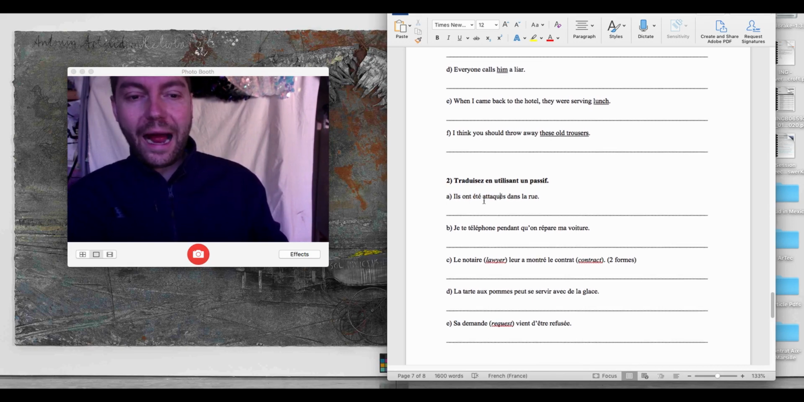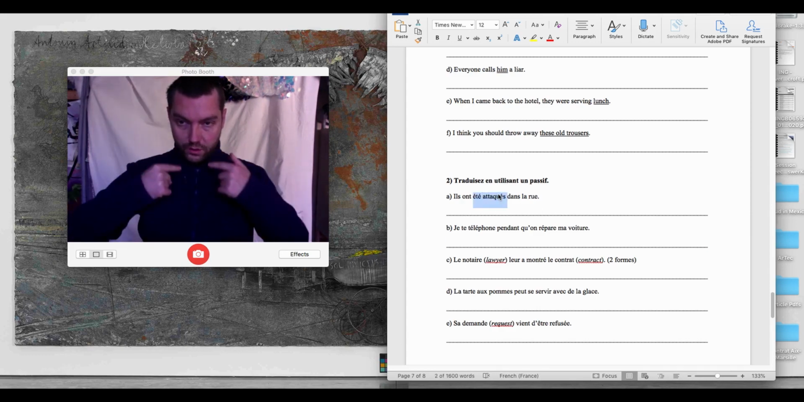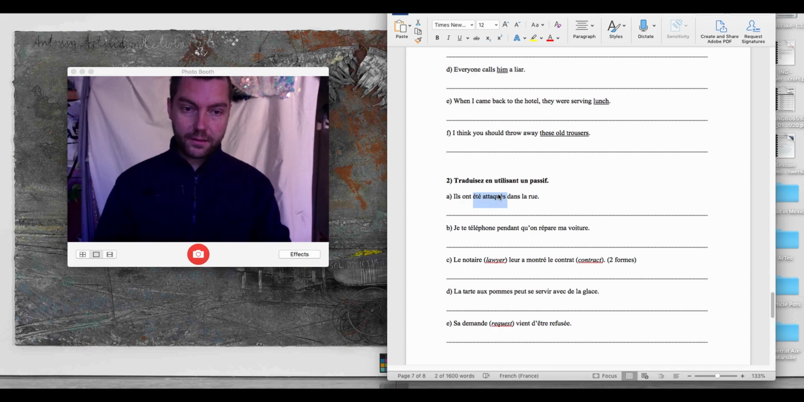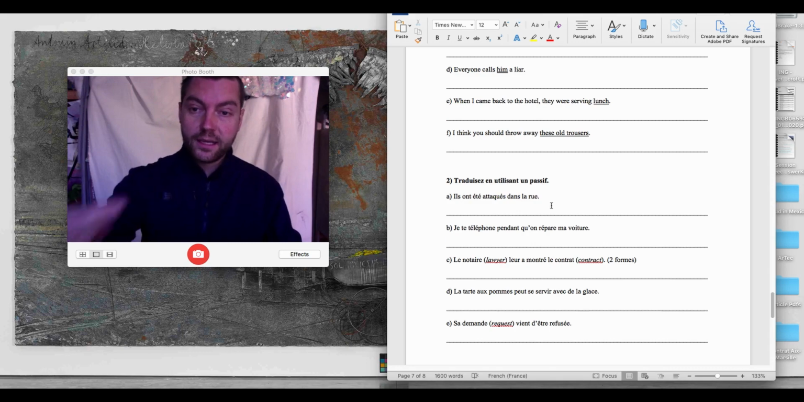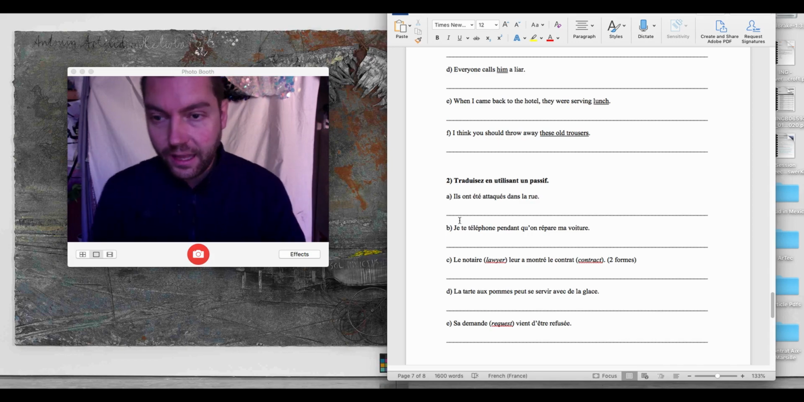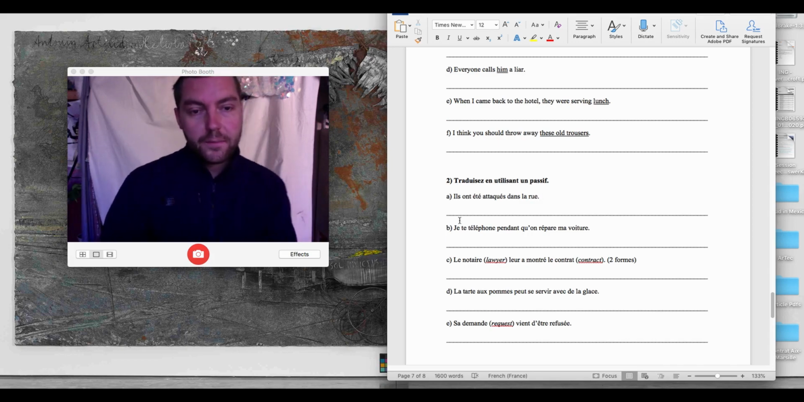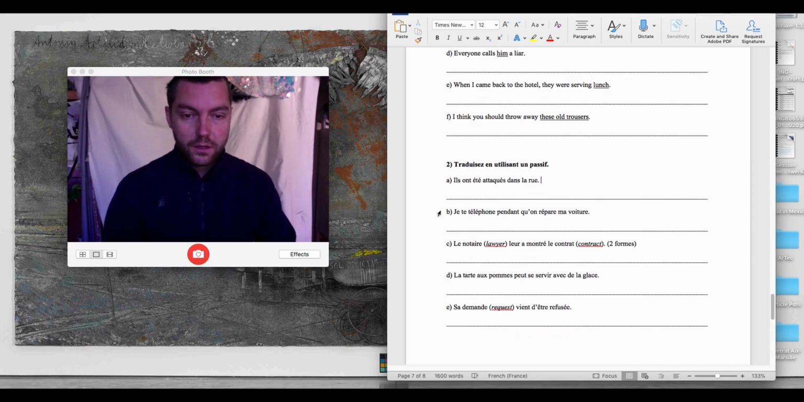Pas ils ont attaqué quelqu'un. Ils étaient attaqués. Donc ils sont l'objet même de l'attaque. C'est comme si on disait ils ont été attaqués dans la rue par quelqu'un. Ce n'était pas eux qui ont attaqué quelqu'un, sinon ça aurait été actif. Ils ont attaqué quelqu'un, ça aurait été actif. Ok.